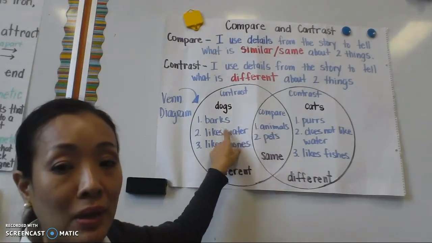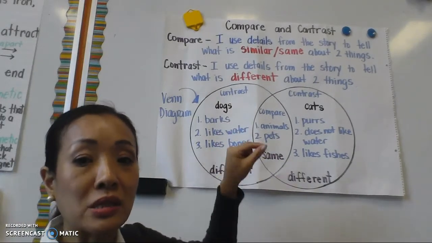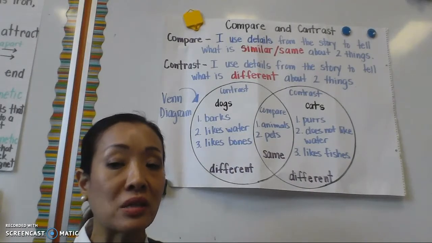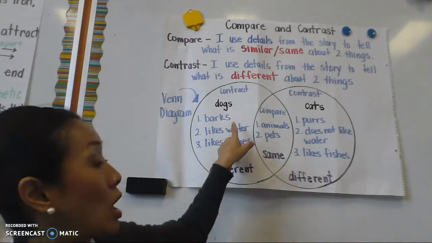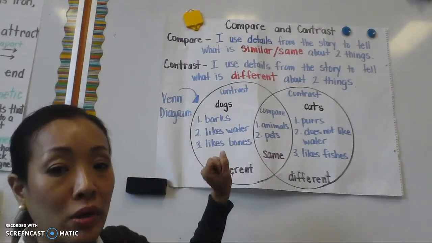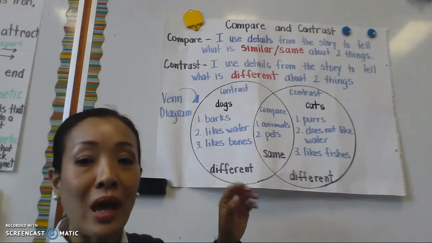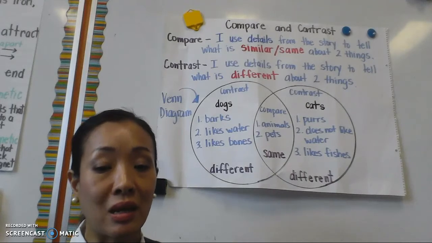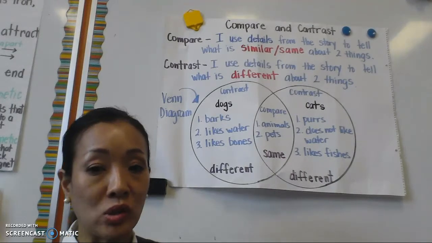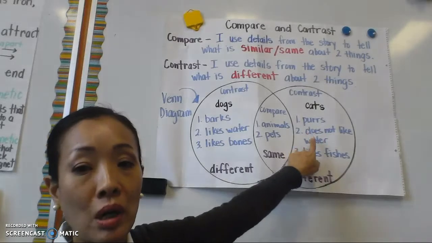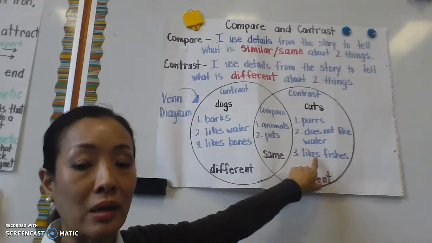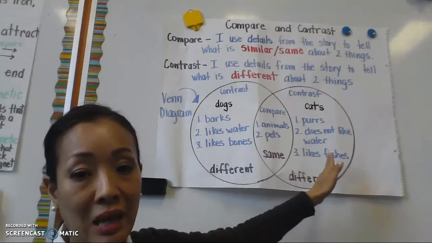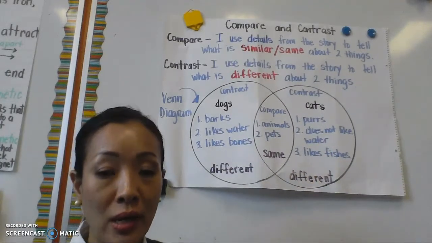For dogs, we came up with dogs bark. These are details that we came up with. However, for homework, you're going to read a story and find details from the story. Dogs bark, dogs like water, and dogs like bones. So you ask yourself, what are we contrasting? We are contrasting what cats like, how cats are different than dogs. So cats purr, cats do not like water, and cats like fish. As you can see, dogs are different than cats, and that is called contrasting.